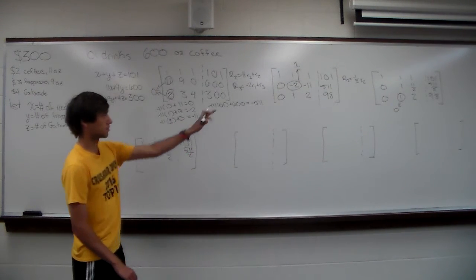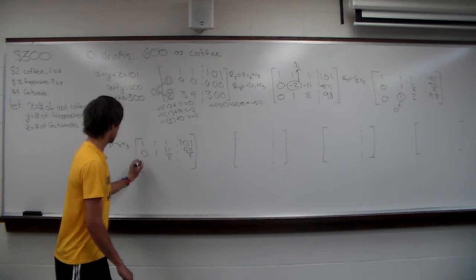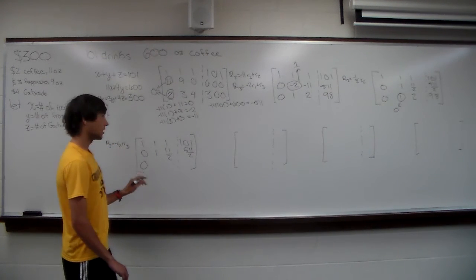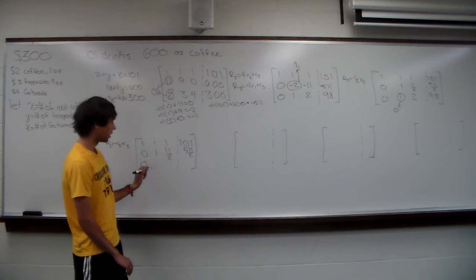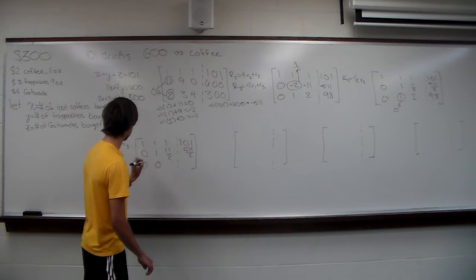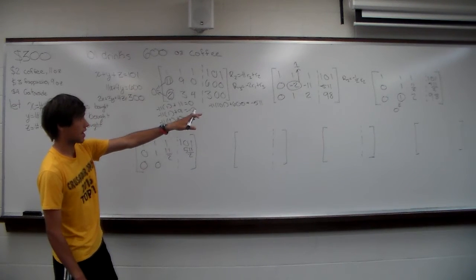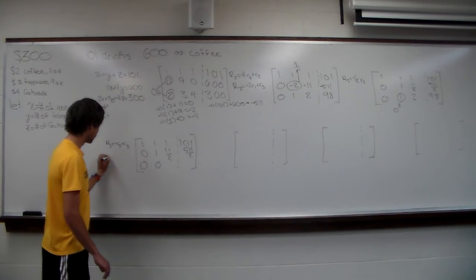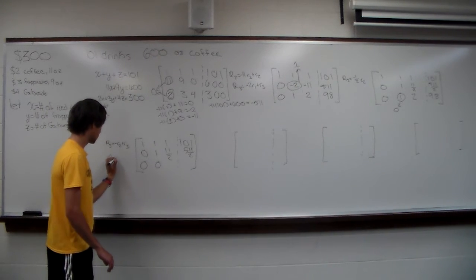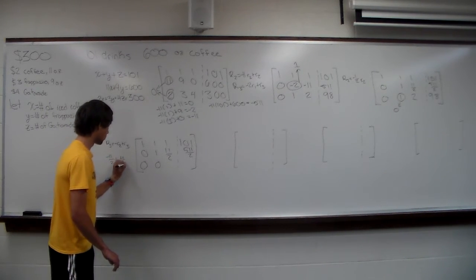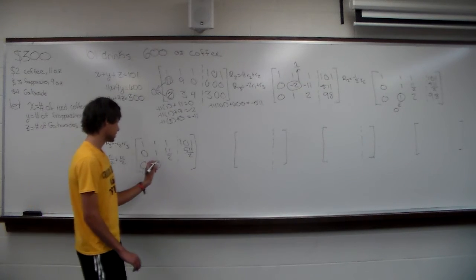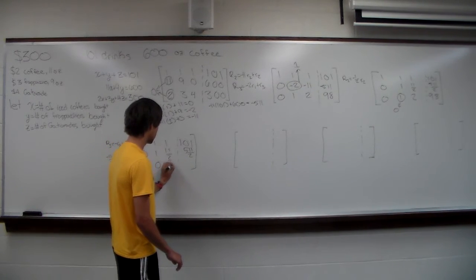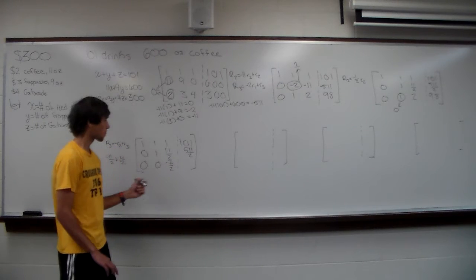And now we're going to do our row operation. So 0 and 0 is 0. Negative 1 plus 1 is 0. And then negative 11/2 plus 2 is going to be negative 11 over 2 plus 4 over 2. So we just add our fractions. Gives us negative 7 over 2.